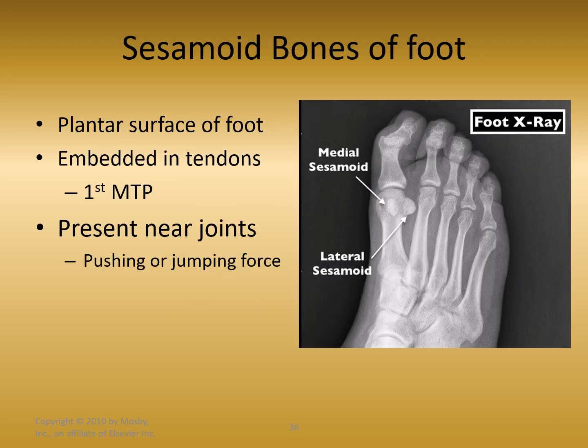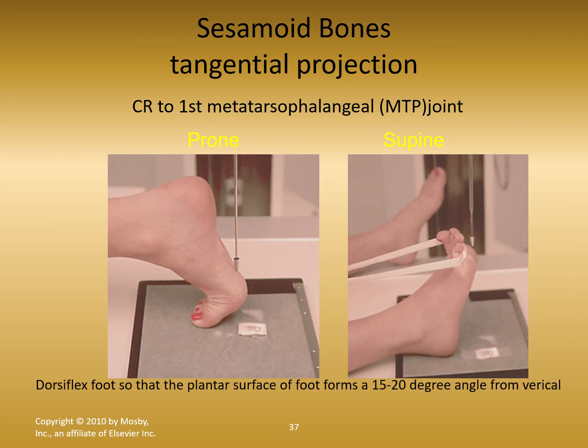Okay, so the sesamoid bones of the foot are embedded in tendons, and they act like a pulley system for those tendons to allow elevation of the big toe. So we're going to look at two different ways of doing the sesamoid bone positions for the foot. Okay, so these are the two positions for the sesamoid bones. The first one is the prone, and the second one is the supine.